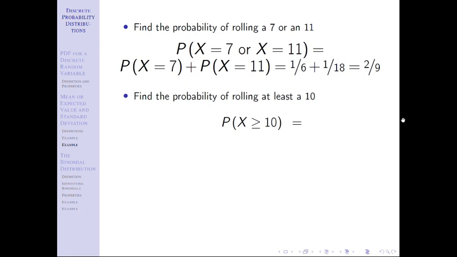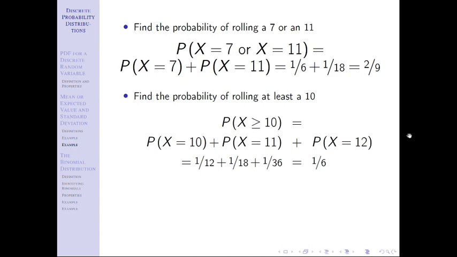I could say, well, that's 10 or 11 or 12, and notice what word I use there, or, which means add. So I'm going to rewrite this as the probability x equals 10 plus probability x equals 11 plus probability x equals 12, because greater than or equal to 10 means 10 or 11 or 12, or it means add. I can't get them all at the same time, so I have no subtraction, like we talked about in the addition rule. And then, as we talked about before, once I have these equal to's, I just go to the table, plug in those values, add them up, and then I get to that probability of 1/6.